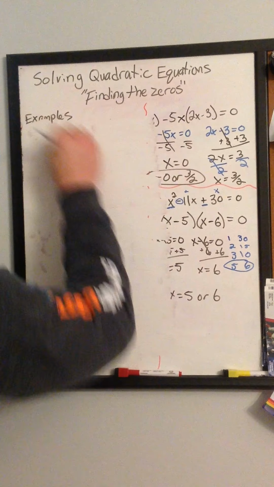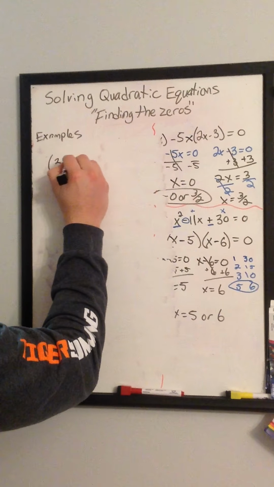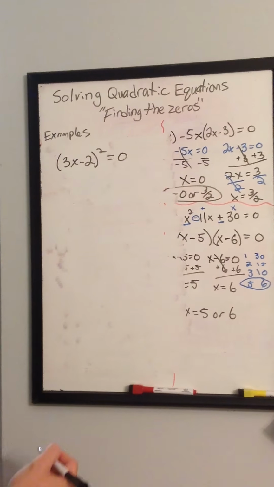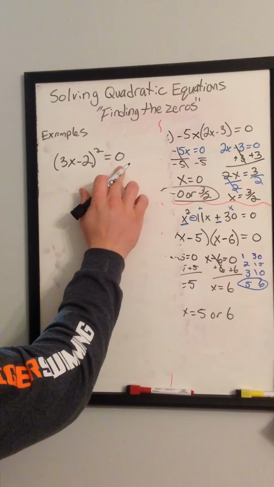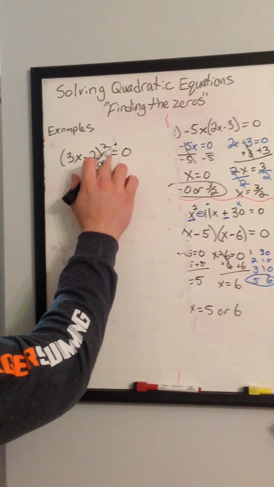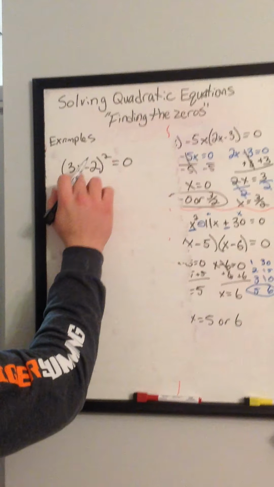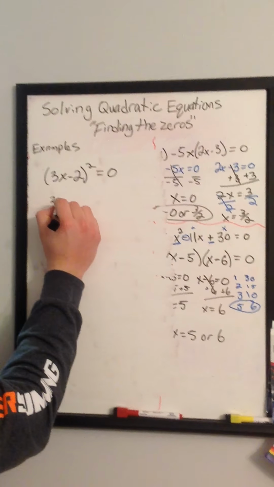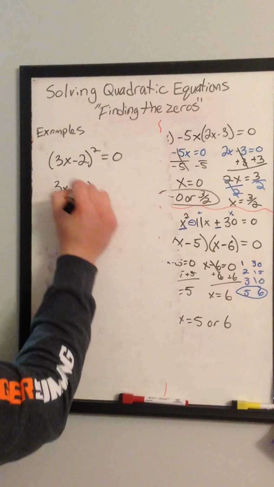So last 2 examples. We have an example that looks like this. 3x minus 2 squared equals 0. Right? When we have something that looks like this, what does this mean? All right? When we have something squared, remember, that squared means that we have that factor twice. It's this times this. So it's 3x minus 2 times 3x minus 2 is equal to 0.